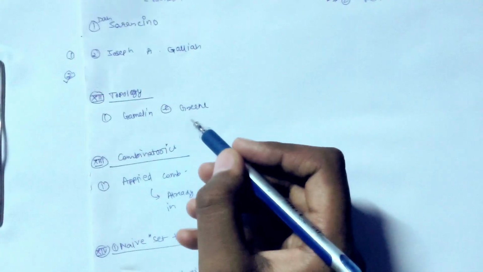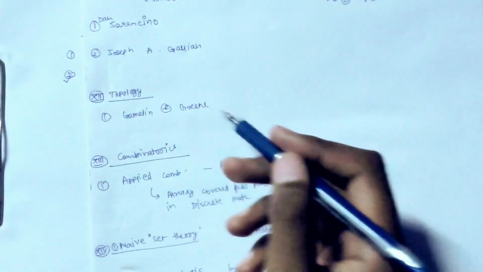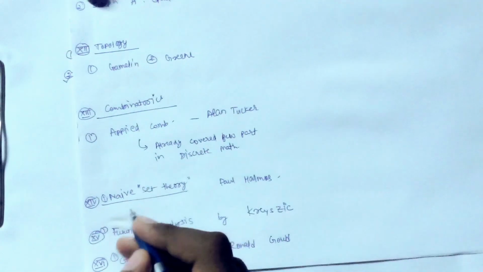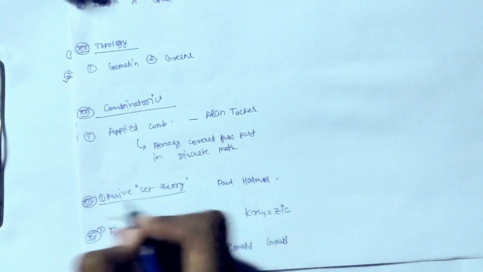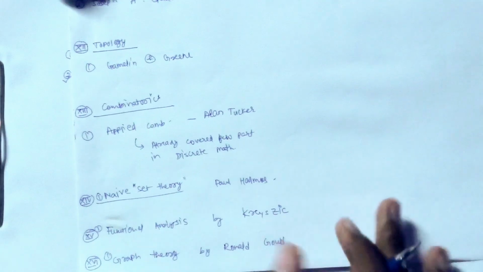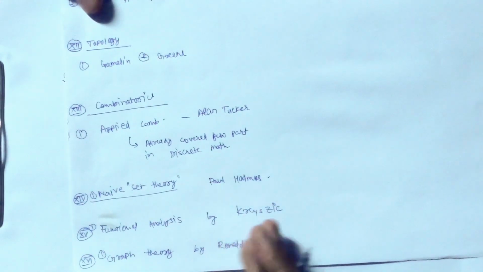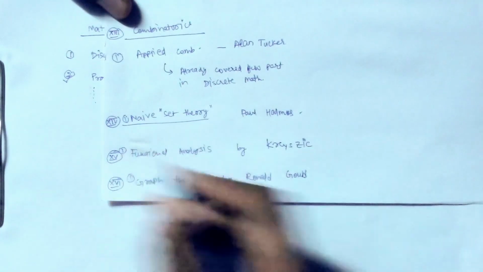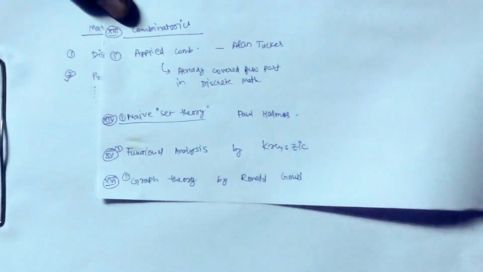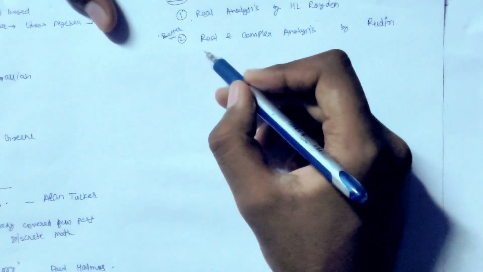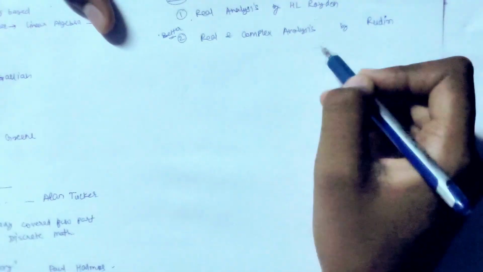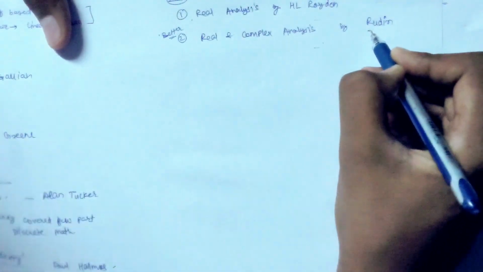Then topology, Gamelin and Greene you can follow. And combinatorics, and then some set theory, fundamental analysis. These are the basic books that you can cover after having a solid foundation in mathematics of all these topics. And there are some advanced things like real analysis by H.L. Royden, or you can have real and complex analysis by Rudin himself.